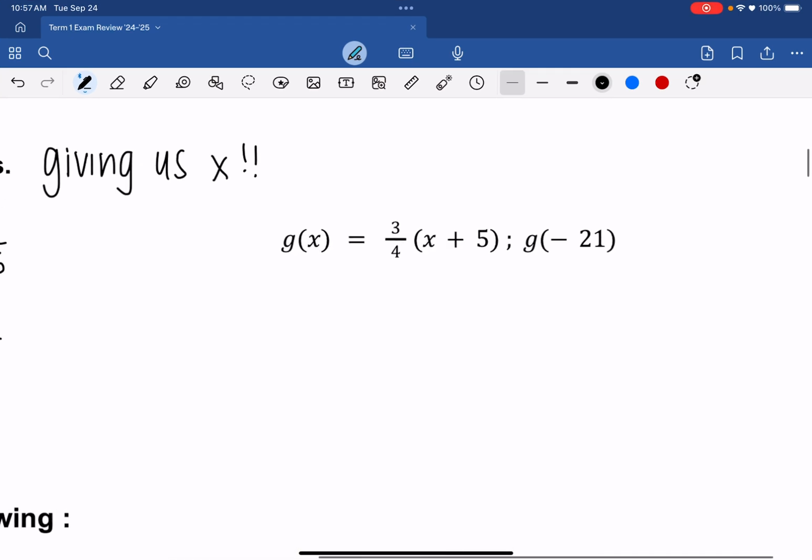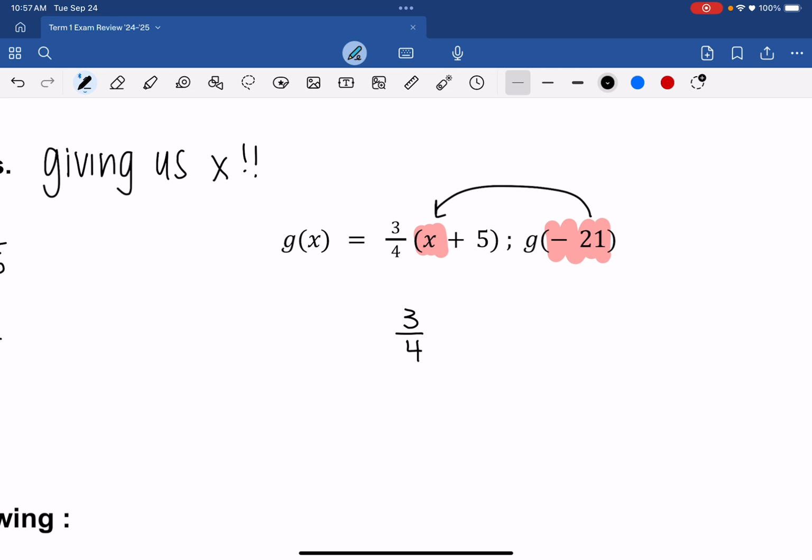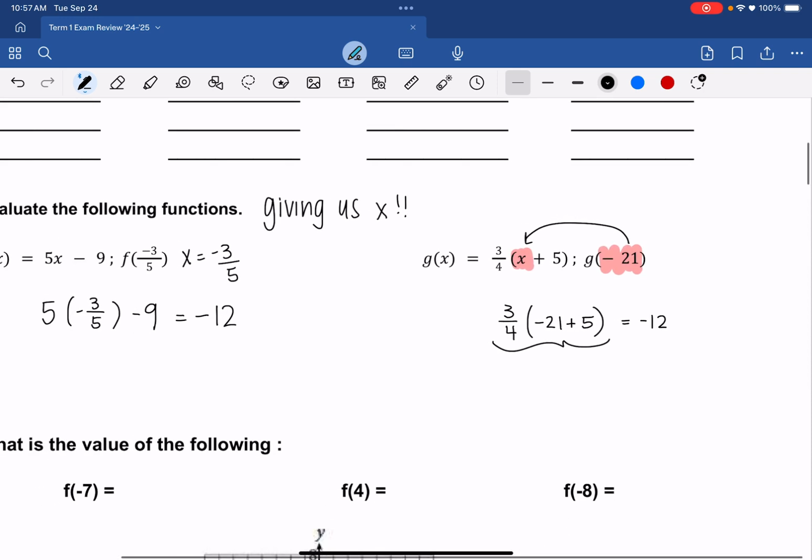Same thing here. Okay, I'm not going to actually do it in the calculator, but again, wherever there's an x, I can put negative 21. So it's 3 divided by 4, parentheses, negative 21 plus 5. If you type this whole thing into your calculator, you should get negative 12. Okay, so this means there's an ordered pair at negative 21, negative 12. Okay, so understand what you're finding there. You're finding an ordered pair that's on that function.